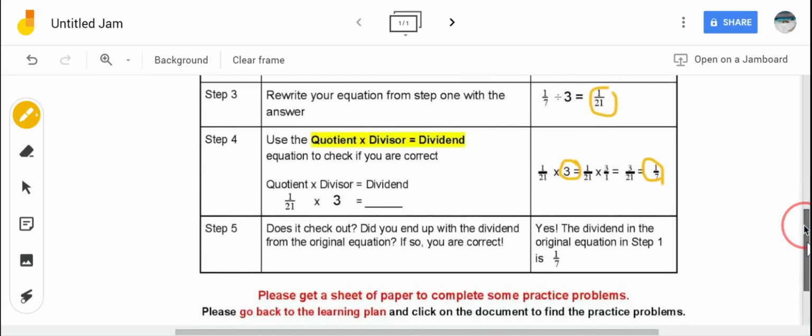Please get a sheet of paper to complete some practice problems. You will go back to the learning plan and click on the document to find them.